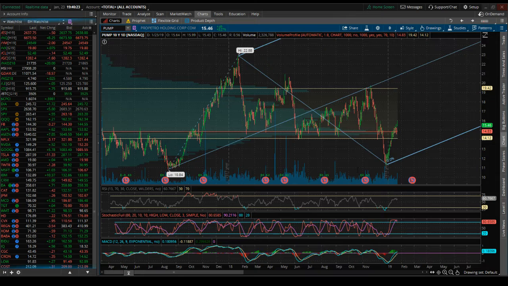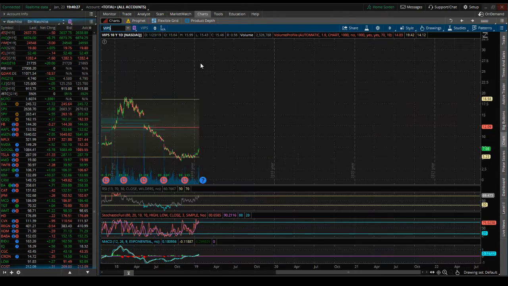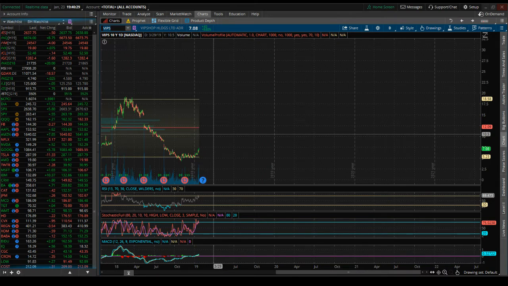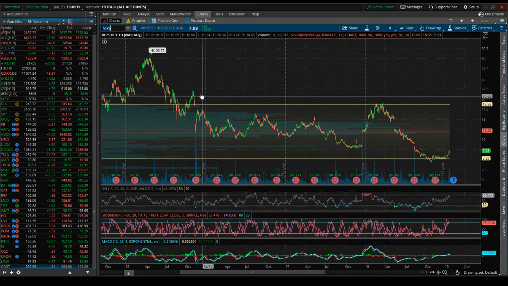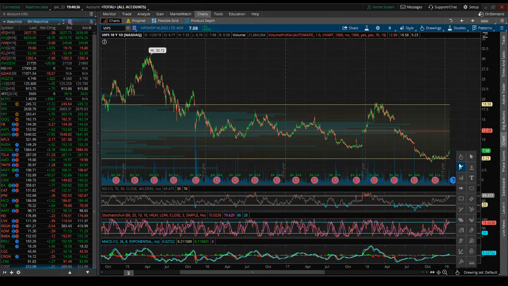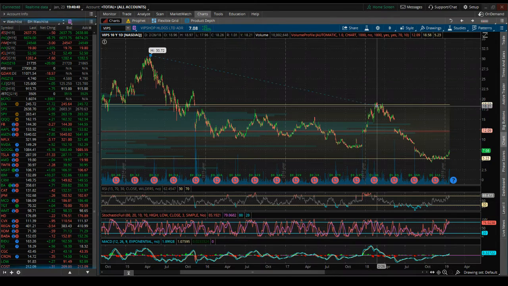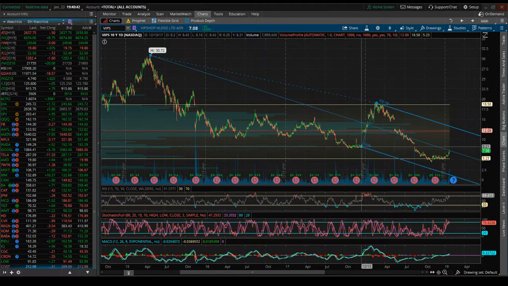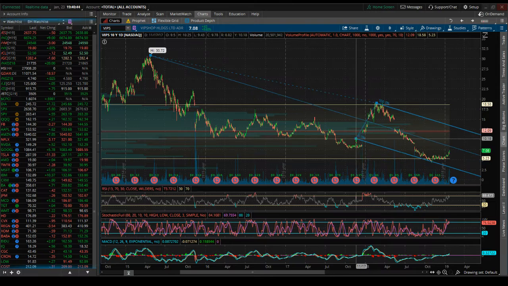Let's go VIPS. Very cool. Yeah, mostly bearish, right? It's perking up a little bit, but it has lots of resistance to get through. Something like that, maybe. It's an interesting one.